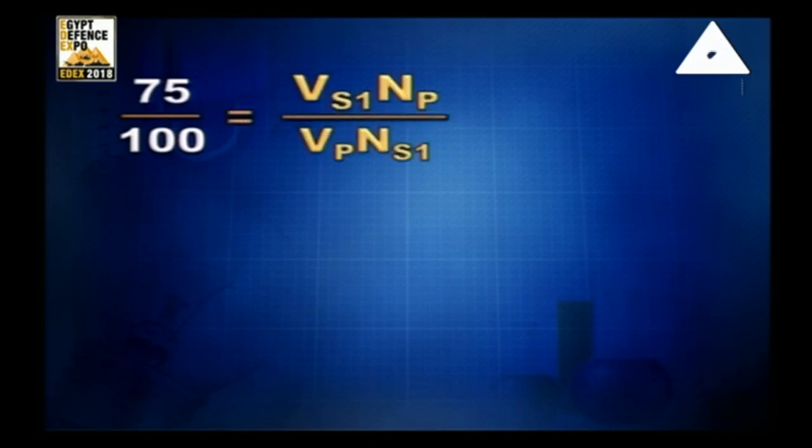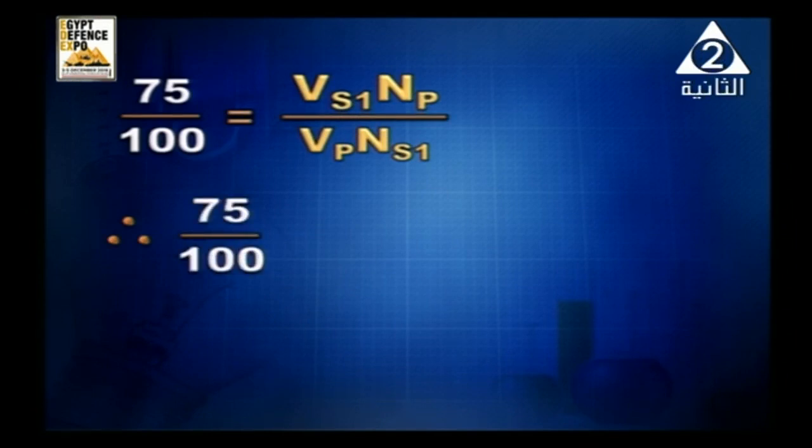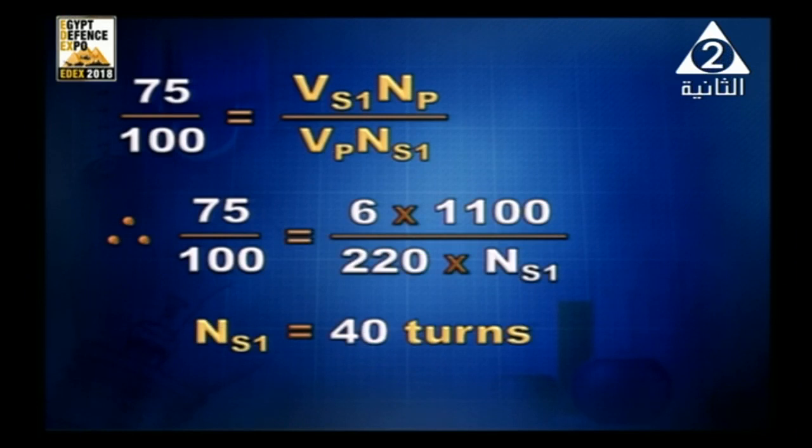Efficiency is 75%, so 75 over 100 equals Vs1 Np over Vp Ns1. So 75 over 100 is equal to 6 times 1100 over 220 times Ns1. In this case, we managed to obtain the number of turns on the first secondary. Ns1 is 40 turns.